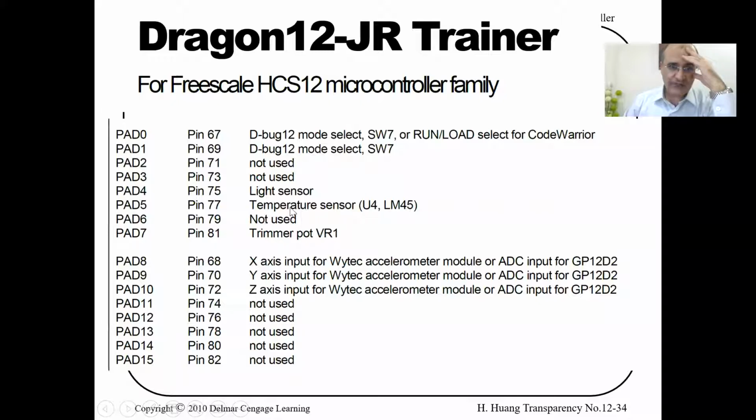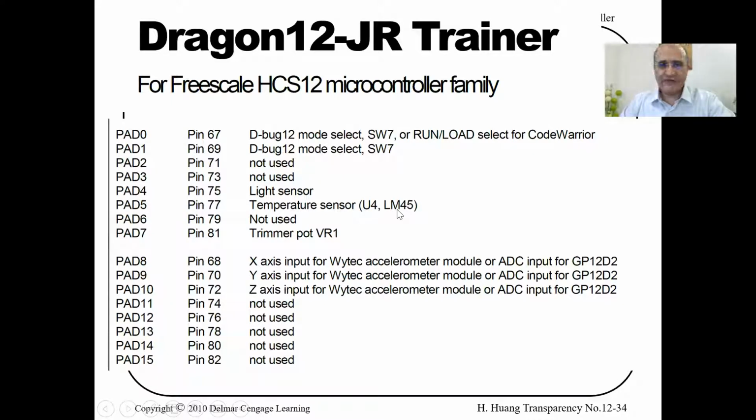And let's read the light sensor and see if it's dark, we turn on the red, green, blue LEDs. If it's bright, we turn off the LEDs. And we have a temperature sensor to read the temperature. The temperature sensor connected to the board is the LM45.